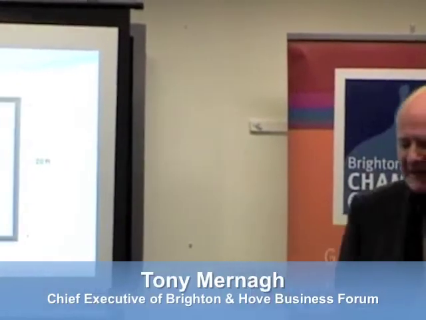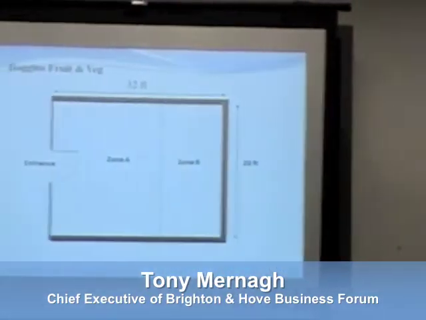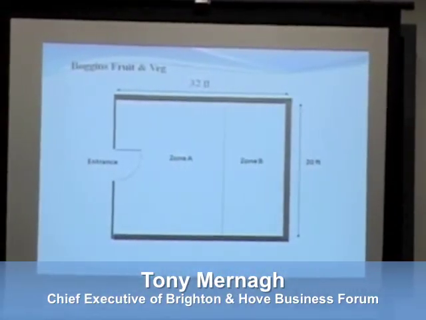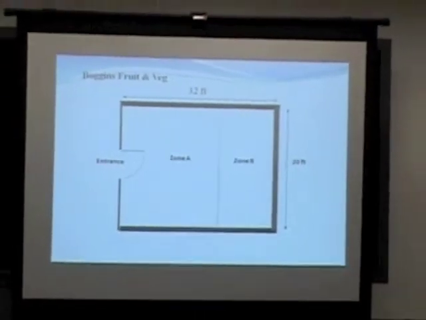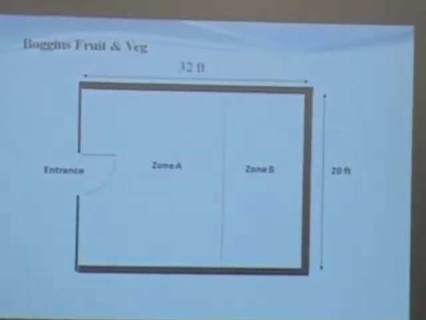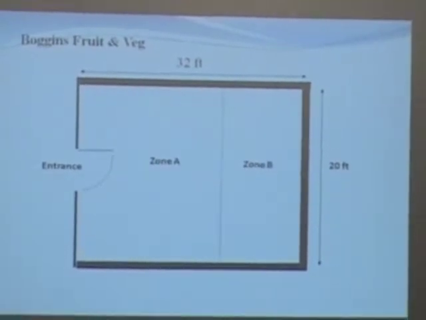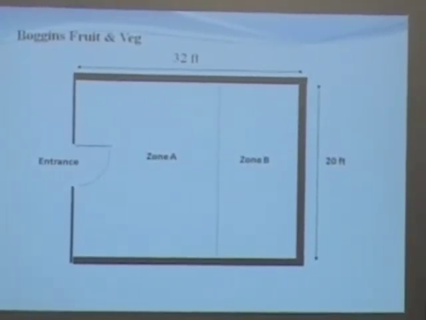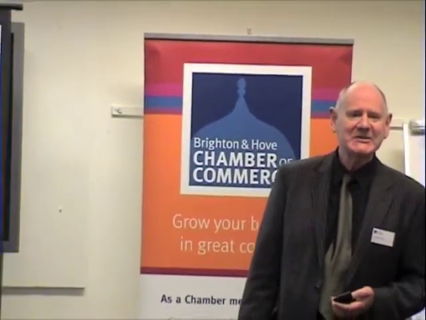Here's an example of a shop. It's Boggins Fruit and Veg Shop. Going to do a bit of work now. I'm going to give you Boggins shop, and I want you to work out for me how many square feet it is in terms of zone A. So, has everybody got an answer? Anybody want to say what it is?